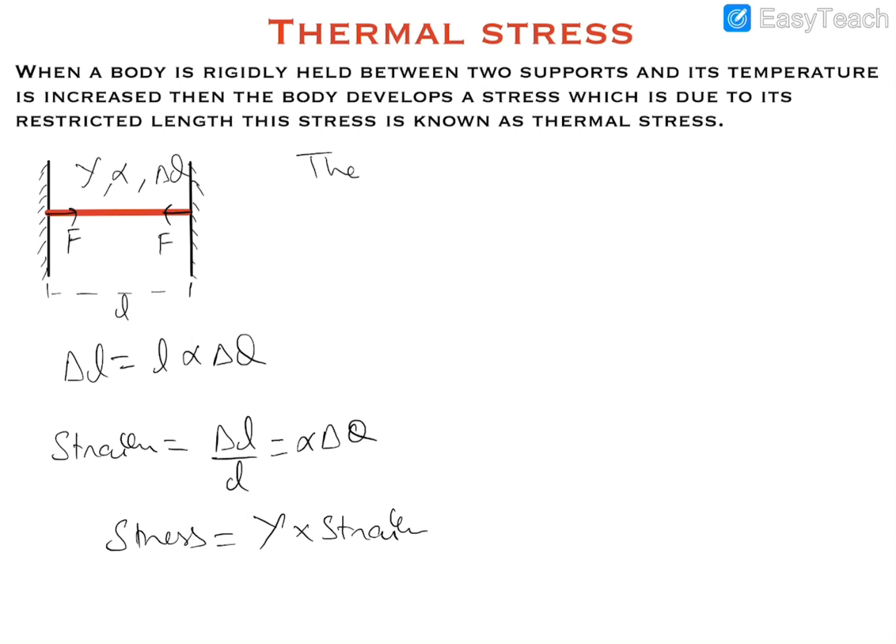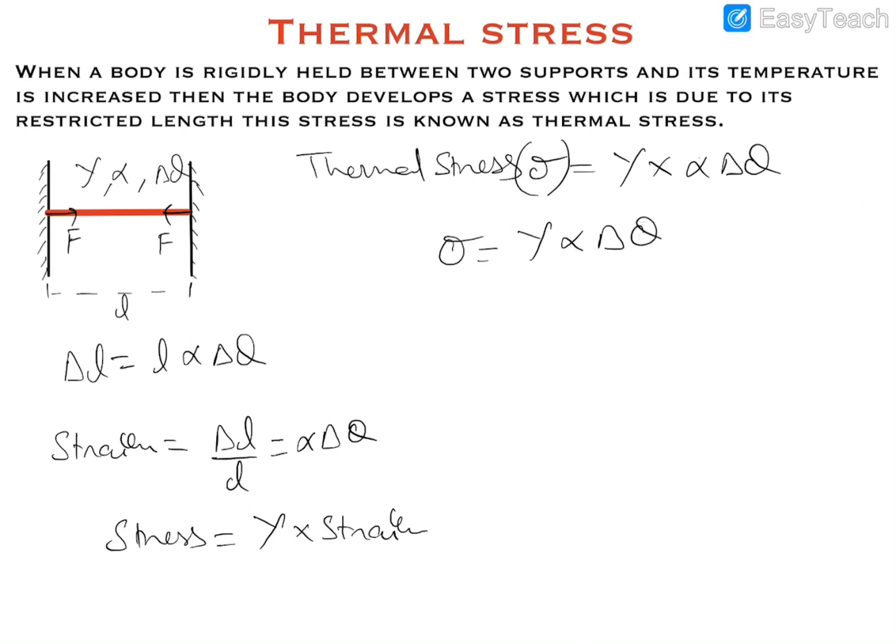So thermal stress is denoted by sigma, and it is equal to gamma times strain, where strain is delta L by L, and this is alpha delta theta. So sigma is gamma alpha delta theta. This is sigma, thermal stress. So this gamma is Young's modulus, this alpha is the coefficient of linear expansion, and this theta is the change in temperature.